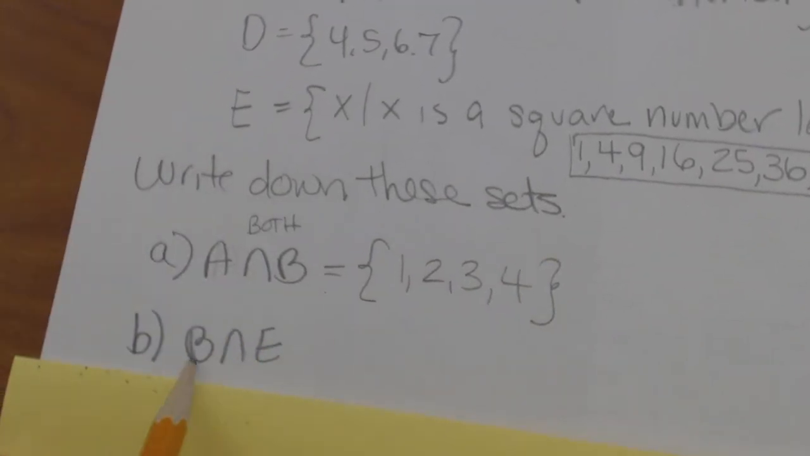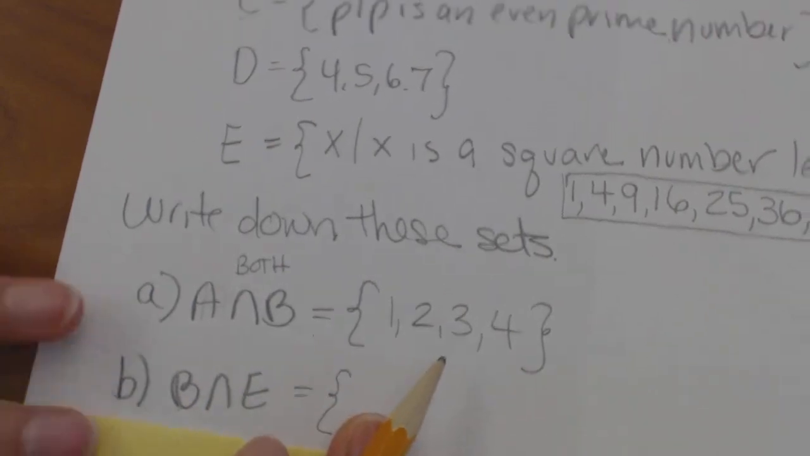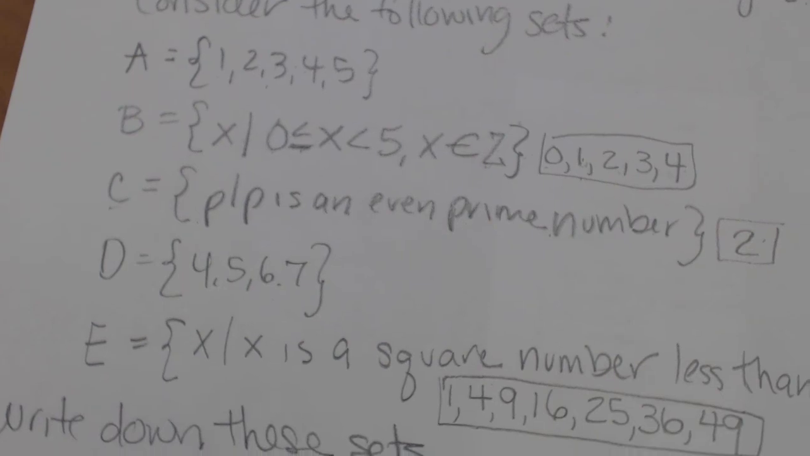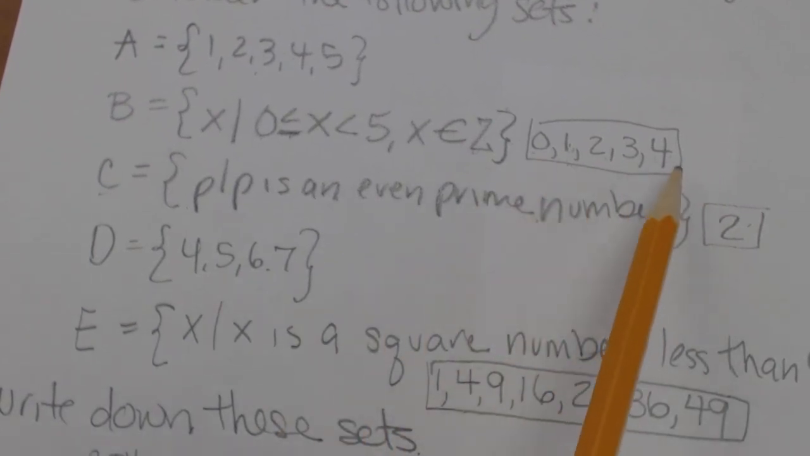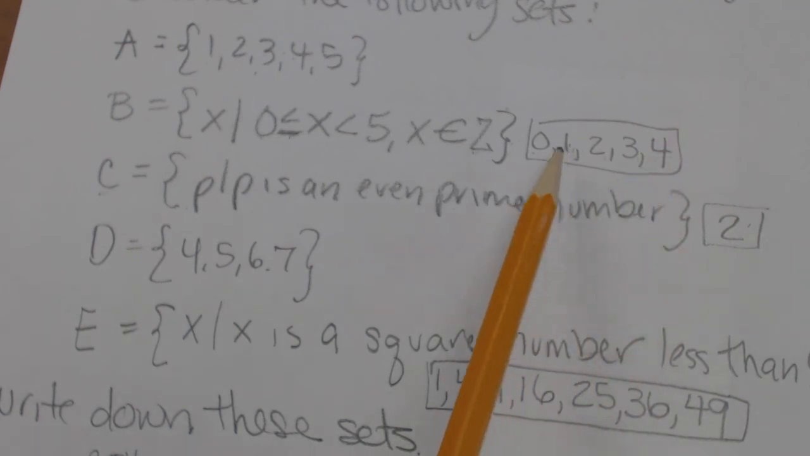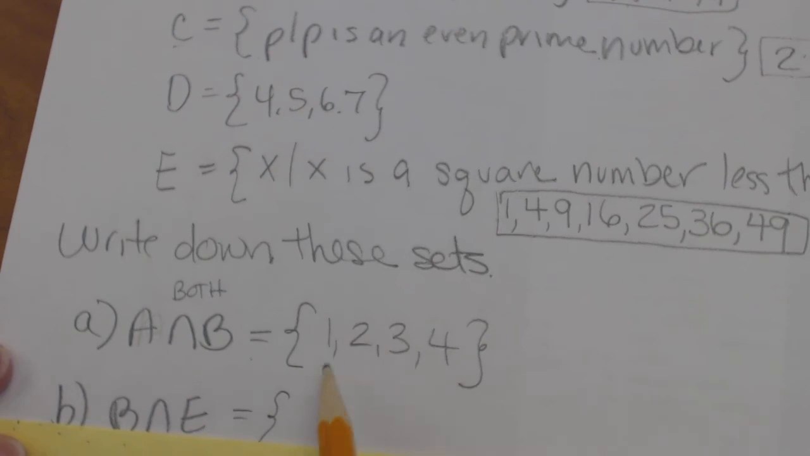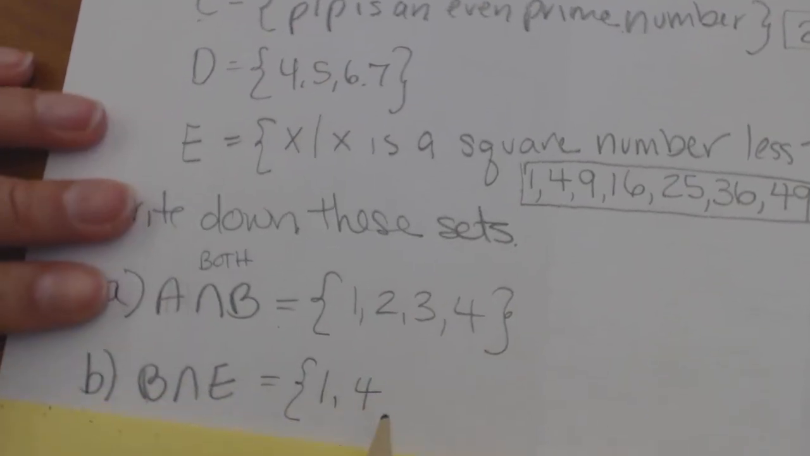For part B, it's B and E. So again, we're going to look at sets B and E. So let's go back. So we're looking at B and E, and it has to be both. So let's see what numbers they have in common. They have 1 in common, and they have a 4 in common. So that's what I'm going to write down. I'm going to write down 1 and 4, and that's it.